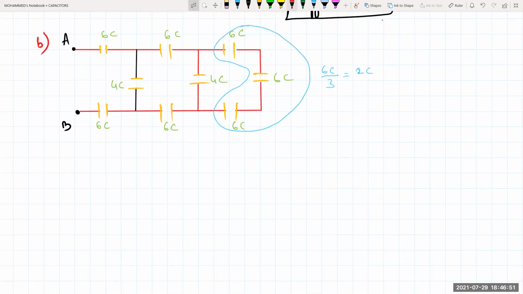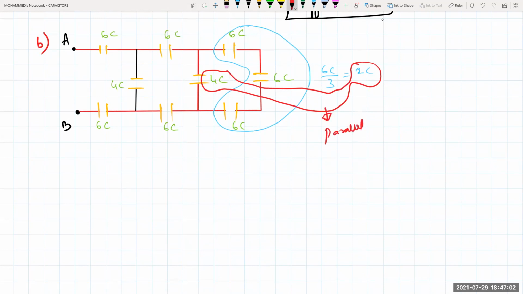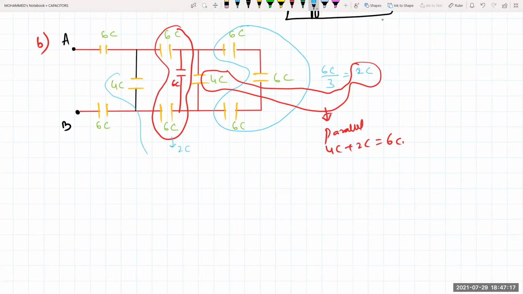I'm writing here 6C. Again, this 2C and this 4C are in parallel combination. So 4C plus 2C will be equal to 6C. This 6C again will be in series with 6C, so it will become 2C. This 2C and this 4C are again in parallel, so this will be your 6C.